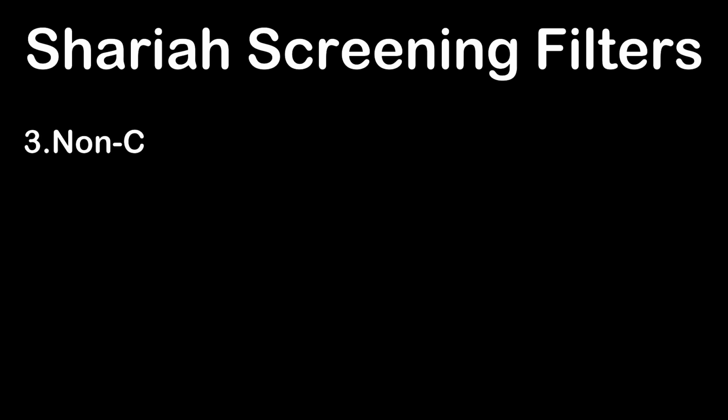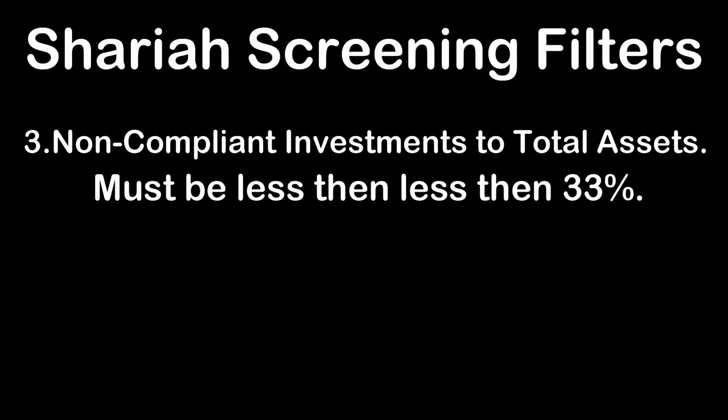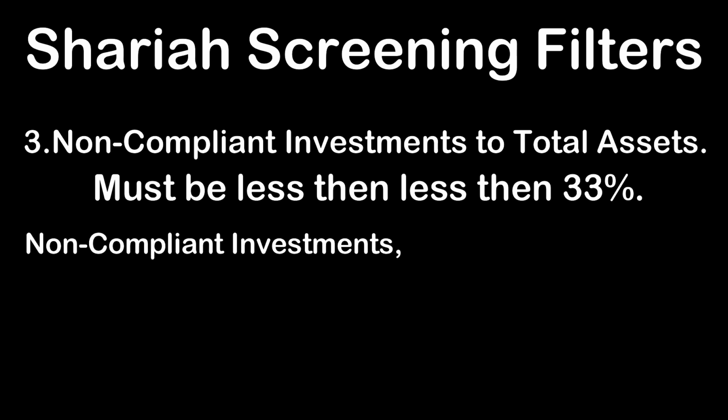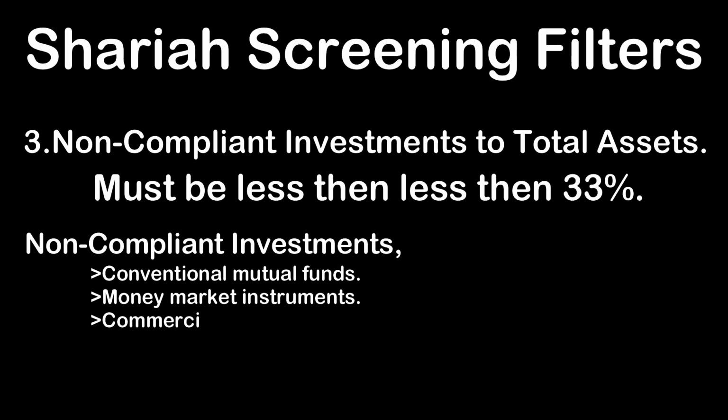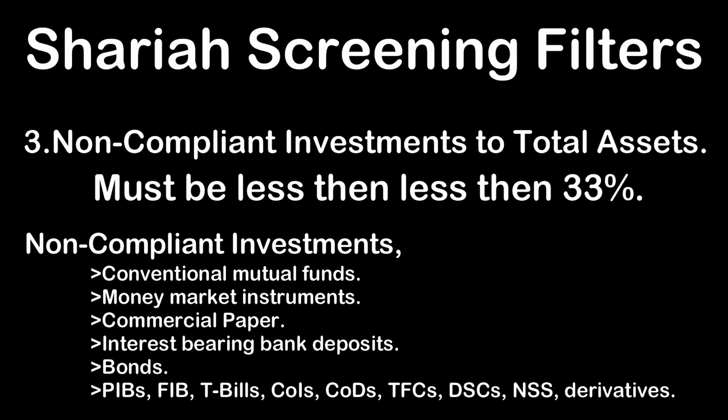Next is non-compliant investments to total assets. The ratio of non-compliant investments to total assets should be less than 33%. Non-Sharia compliant investments include investments in conventional mutual funds, conventional money market instruments, commercial paper, interest-bearing bank deposits, bonds, PIBs, FIB, T-bills, COIs, CODs, TFCs, DSCs, NSS, derivatives, etc.